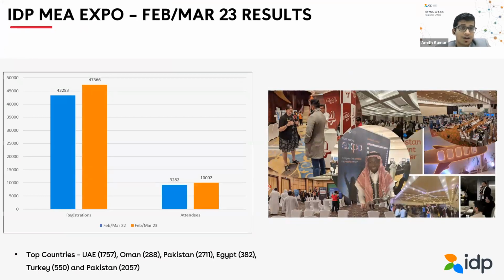So this is from our recent February-March MEA Expo. I just wanted to share that both our registration and attendees increased by 8 to 9%. You can see some pictures from the events across the region, and you can see the number of registrations: slightly over 47,000, and we had over 10,000 attendees across the region. Some of the top countries are UAE, Pakistan, and Saudi Arabia. There's a typo there. It's Saudi Arabia, and then Turkey and the others as well.